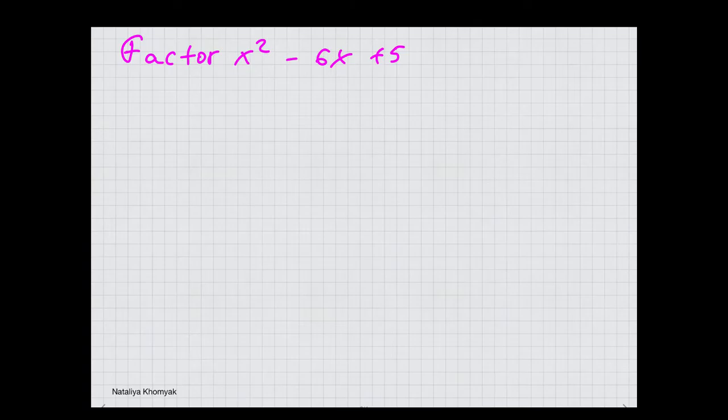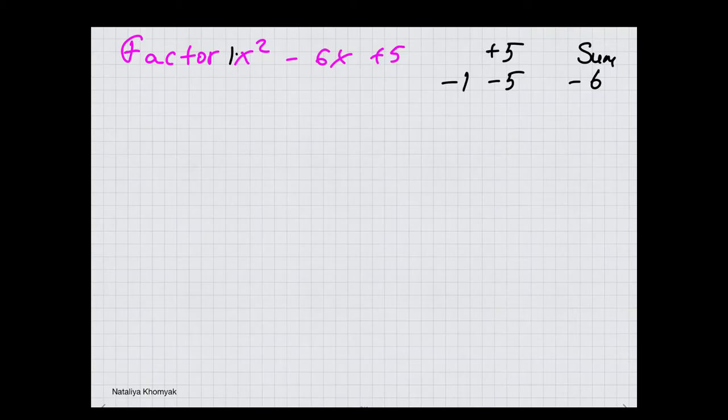So for example, here we have leading coefficient 1. 1 times 5 is 5. We need two factors of 5. Well, it's a prime, so it's only 1 and 5 that will work. And it's a positive 5, so we are looking for a sum. And we need the sum to be negative 6. The only way this will happen is if we have negative 1 and negative 5. Those two will have the same sum.